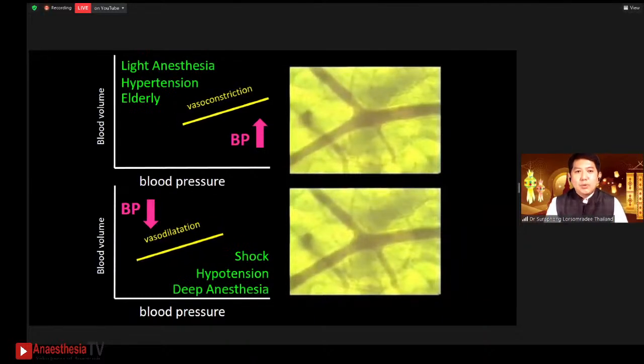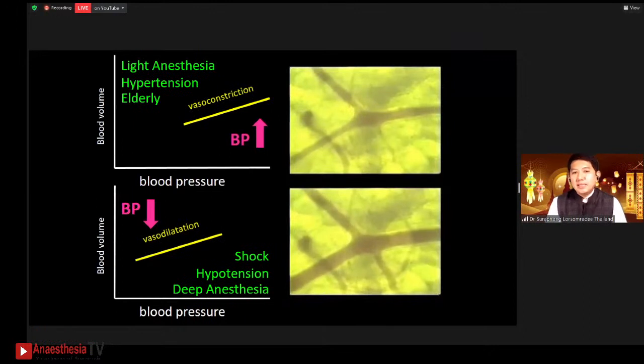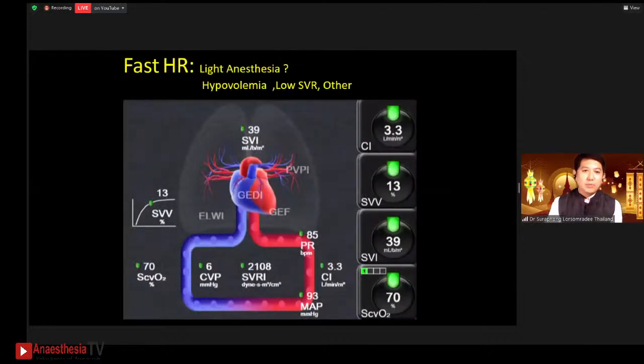For example, the blood pressure is going up. It may be from vasoconstriction, maybe from light anesthesia, hypertension, or the elderly because of vasoconstriction. But in case of vasodilatation, it can be from general hypotension, shock, or deep anesthesia as well. And in case we have tachycardia, the heart rate is faster. When we have a fast heart rate, it may be from light anesthesia or hypovolemia or some situation like a low systemic vascular system.